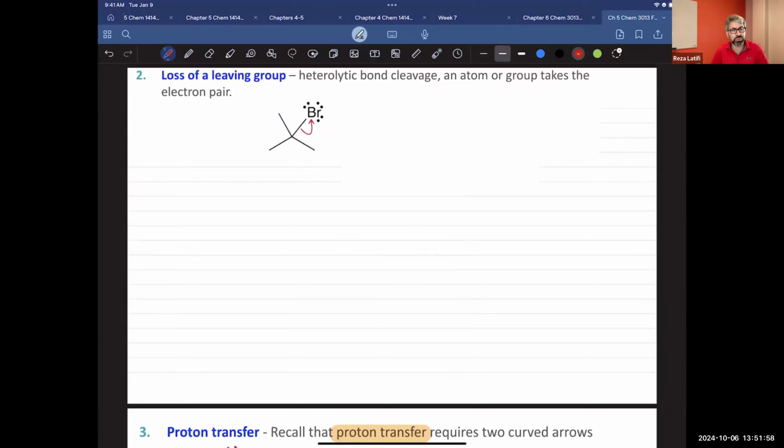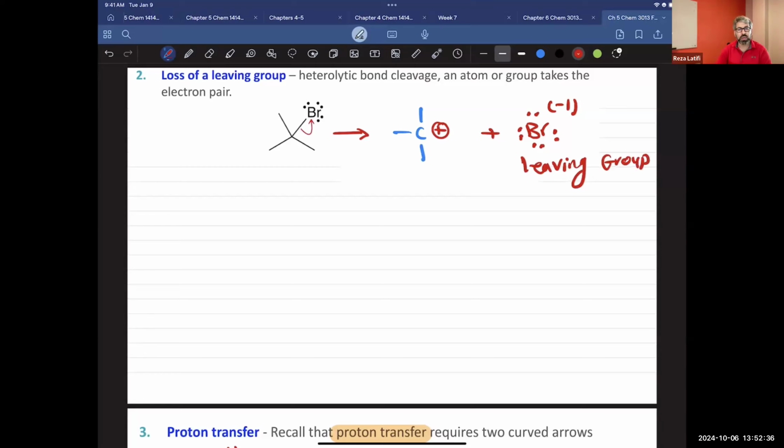Another factor that we need to review will be loss of leaving group. What's a leaving group? Any group, any substituent that we lose during the reaction. For example, let's say this one, under specific condition, turned to carbon attached to three carbons, and here we have a positive charge plus bromine. Bromine took all the electrons, so bromine is going to have -1 charge. This is going to be the leaving group, and that's going to be the carbocation.